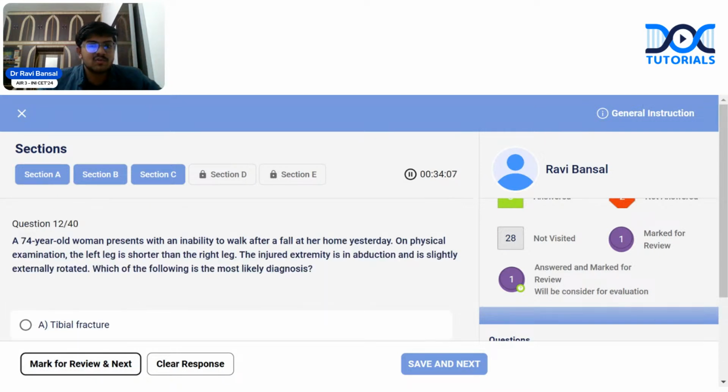Which of the following is the most likely diagnosis? A 74-year-old woman presents with inability to walk after a fall at home yesterday. So, an old female. On physical examination, the left leg is shorter than the right leg. The injured extremity is in abduction and slightly externally rotated. Which of the following is the most likely diagnosis? So they have given shortening of the leg, extremity in abduction, and external rotation.